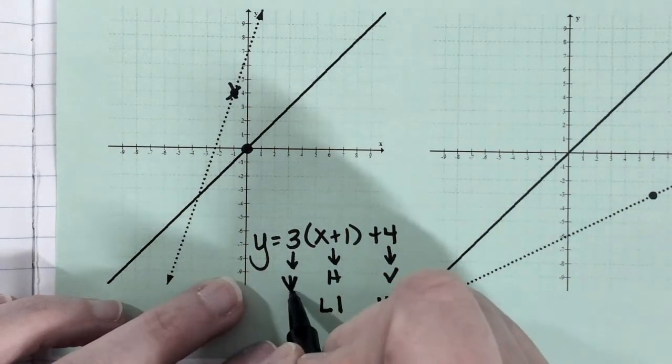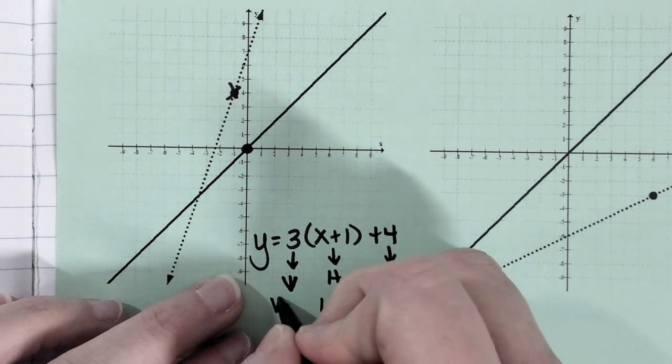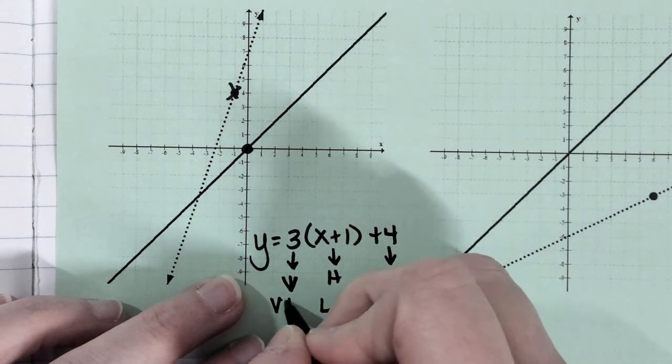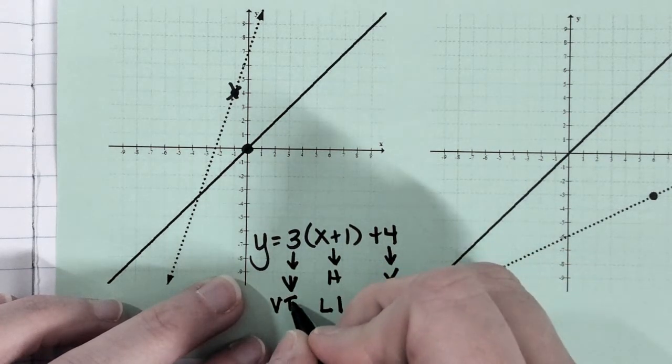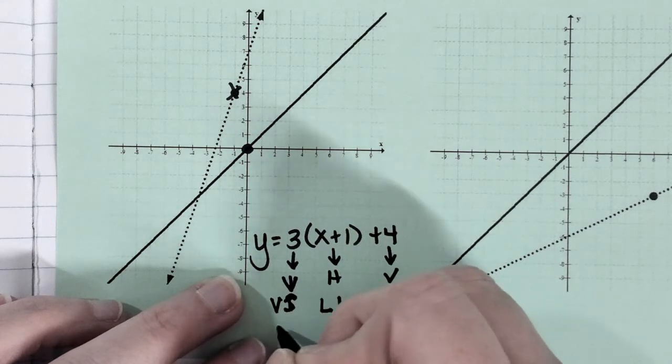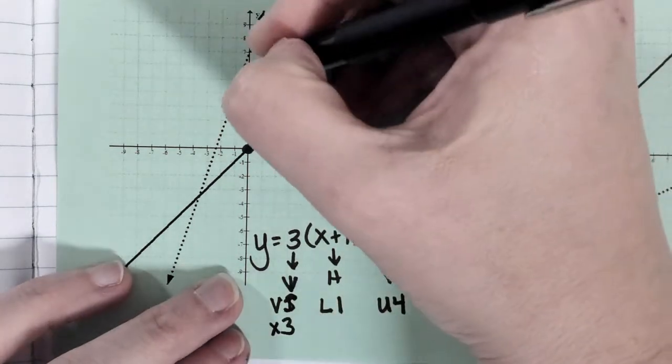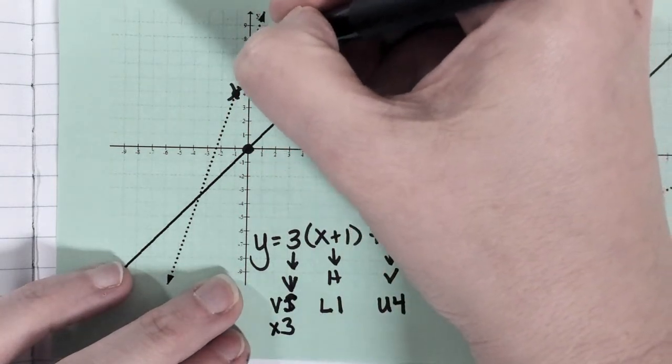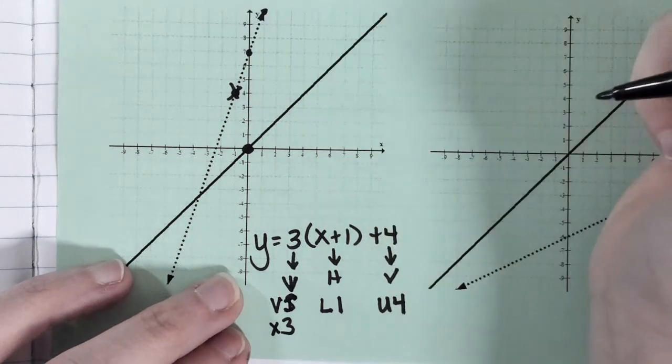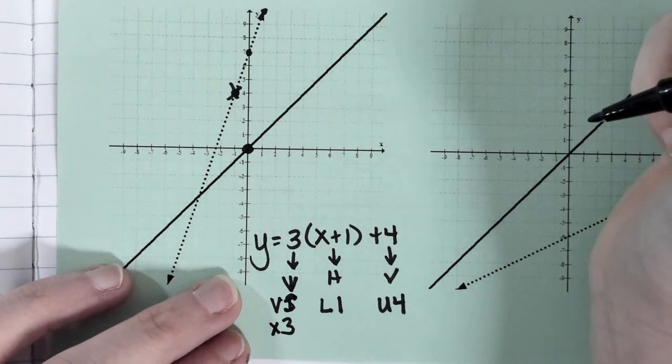Now this tells me that I have a vertical translation, vertical stretch times 3. So that means I'm going to rise 3, run 1, rise 3, run 1 to build the rest of my line. Okay, this is weird. Let's try another one.